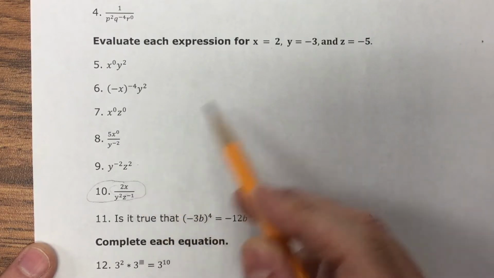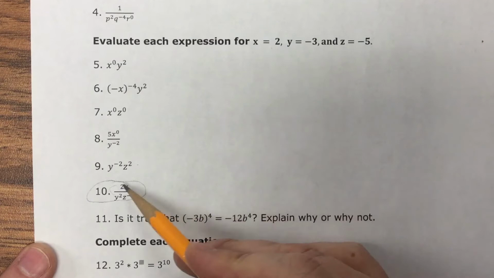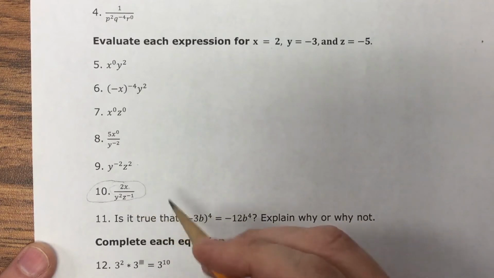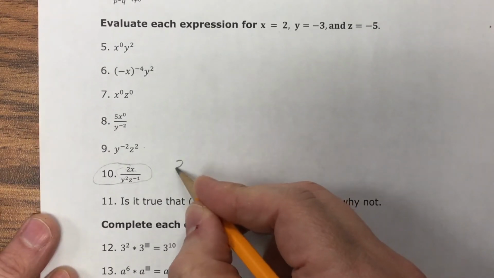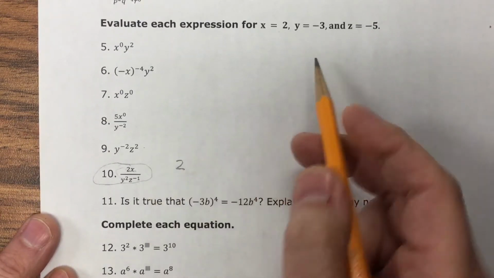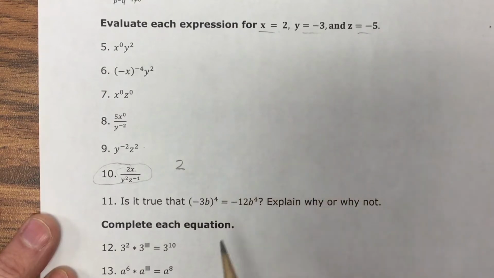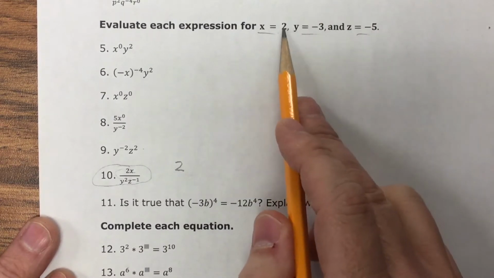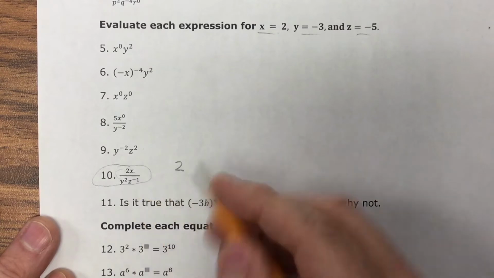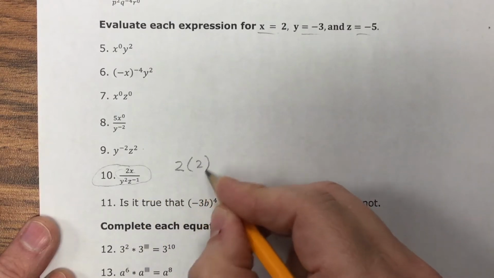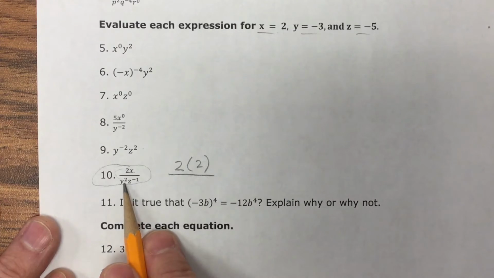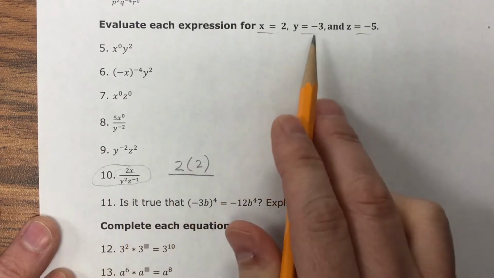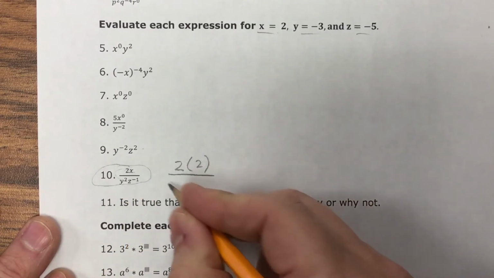Everywhere I see an x, it's actually the value 2. So right here where it says 2 times x, it's really 2 times 2. A good first step, if you like to do this on paper, is to rewrite the problem, but everywhere you see one of the variables, you put the corresponding value instead. So instead of 2 times x, it's 2 times 2. On the bottom, instead of y squared, it's actually -3 squared.